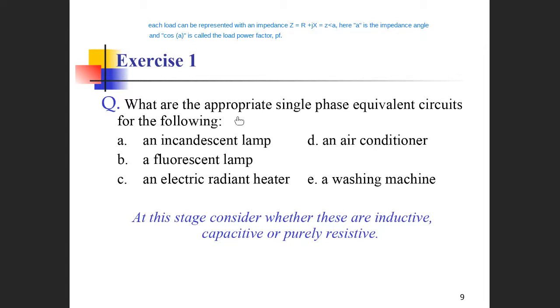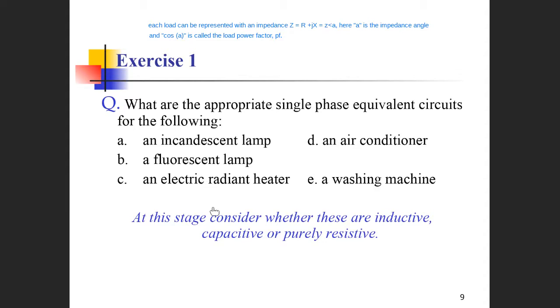Now, in practice, in your homes or everywhere inside buildings, we may use different types of machines, different types of loads. A typical one, for example, is the lighting system. For lighting systems, we may use different types of lamps, for example, incandescent lamps, which use a special resistance inside. Due to the heating of the resistance, we have light. Or we use fluorescent lamps, or sometimes an electric radiator heater, or air conditioner systems, or washing machines. Each of them can be represented with an equivalent impedance and power factor.